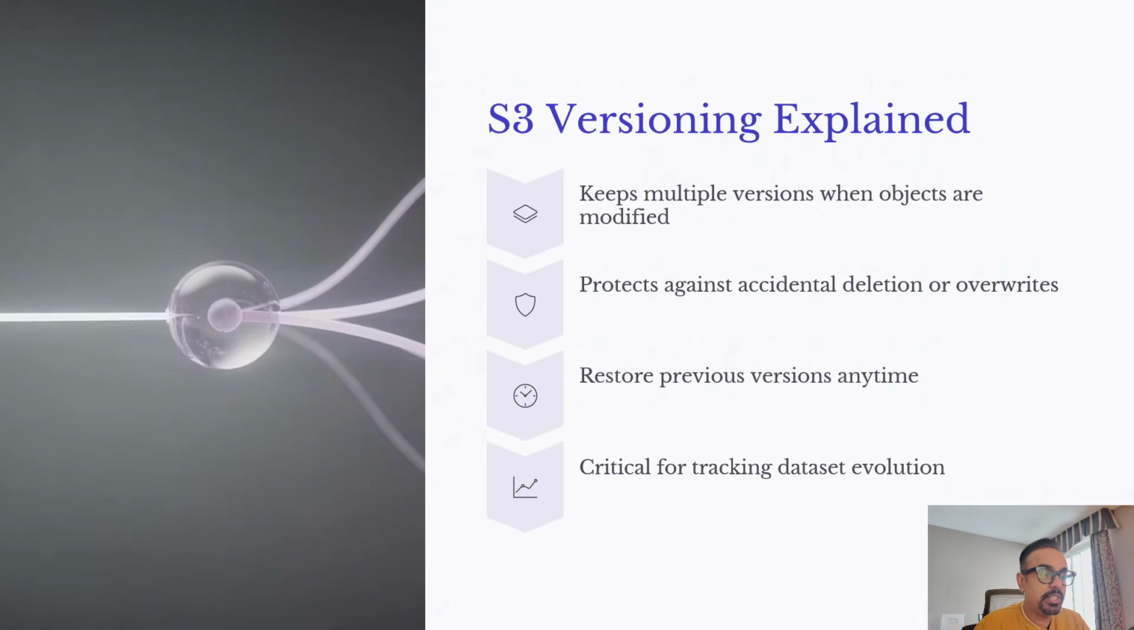In machine learning projects, data constantly changes. You add samples, fix labels, apply processing steps. So versioning gives you a complete history of all the changes which have been done. So you can always trace which exact data version was used to train any specific model. This is critical for reproducibility.